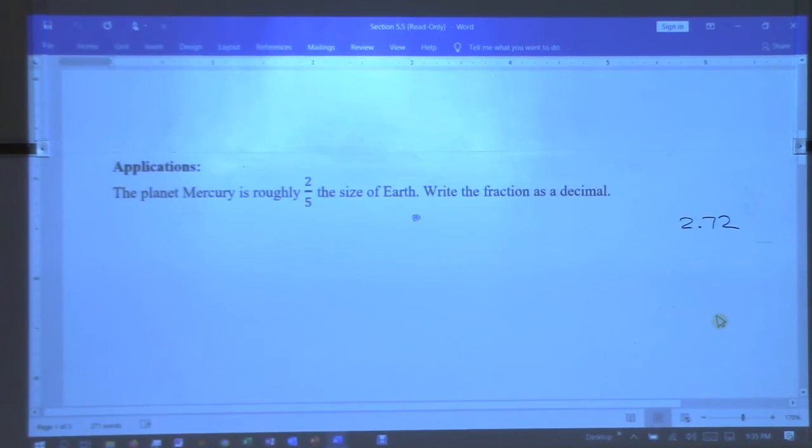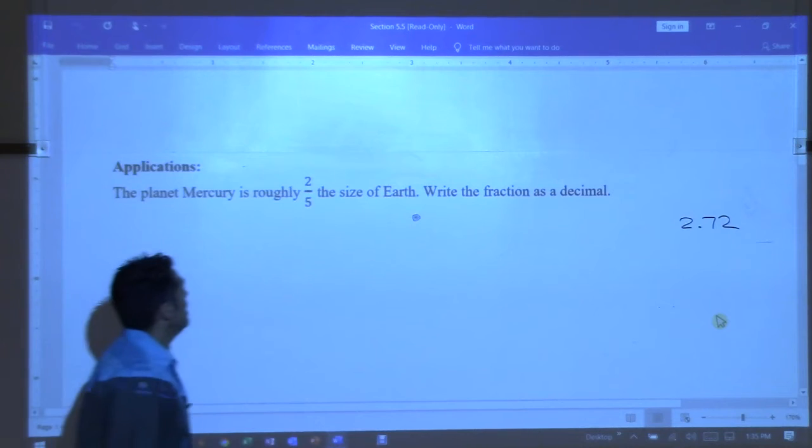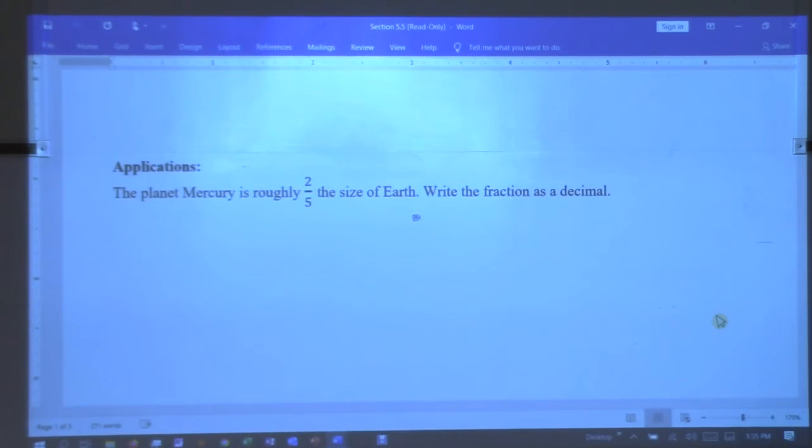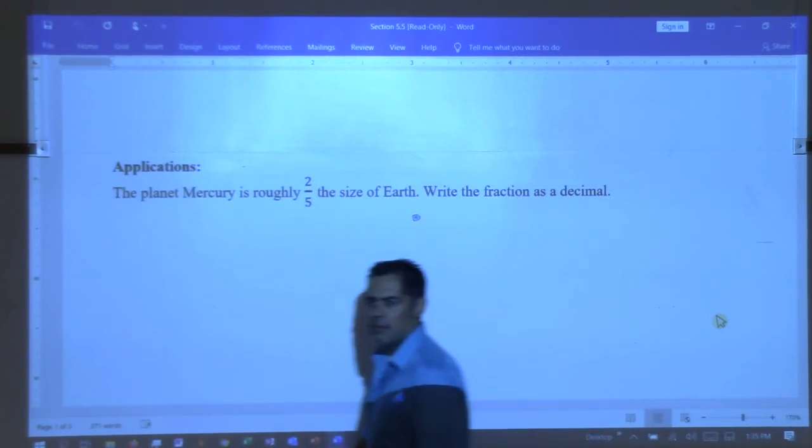Okay, this one: the planet Mercury is roughly 2/5 the size of Earth. Write the fraction as a decimal. So you just go 2 divided by 5 on your calculator, and you should get 0.4, all right?